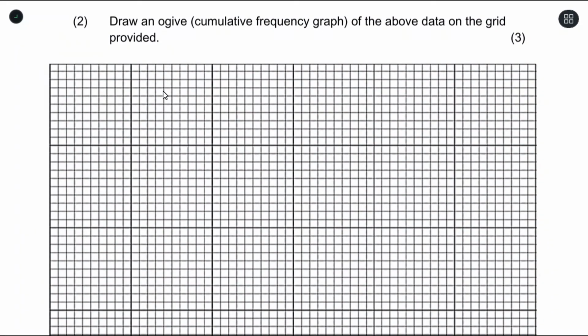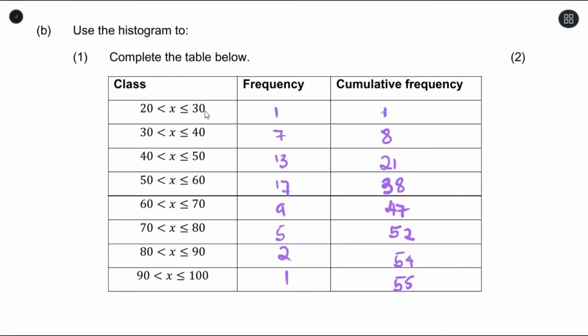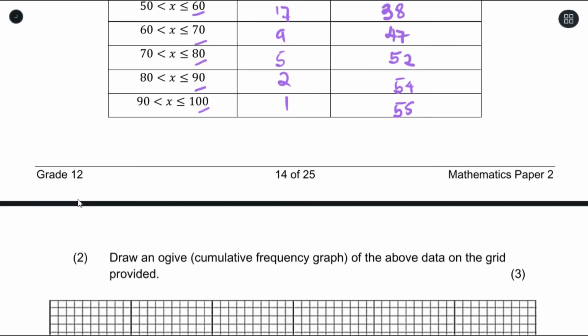Now the next question wants us to draw an ogive, a cumulative frequency graph for the above data. Drawing your ogive, we need to concentrate on these values, the upper limit of our class, and our cumulative frequency. We also need to include the first class. That's the only one where we take the lower limit, and it must be like this. So let's plug this in. Let's construct our graph.